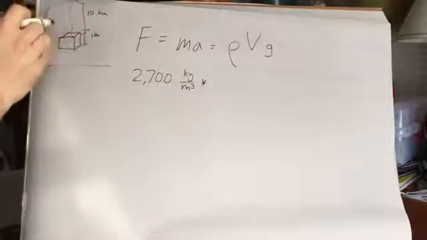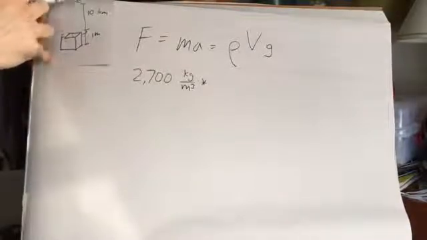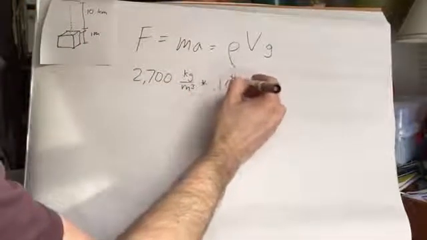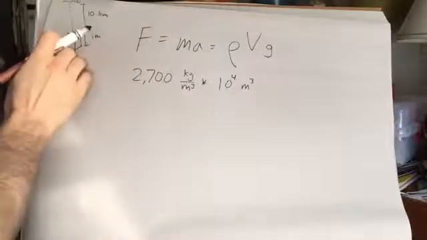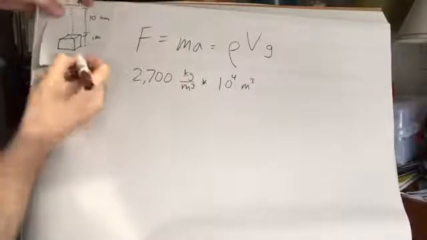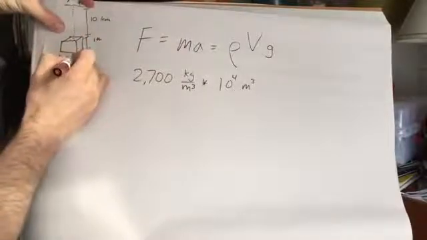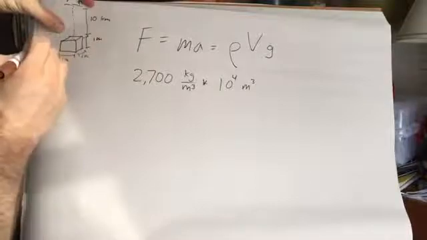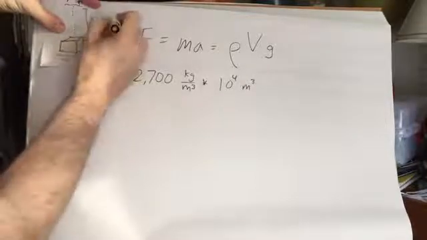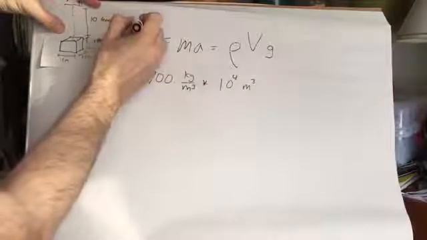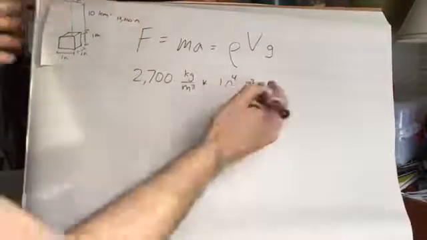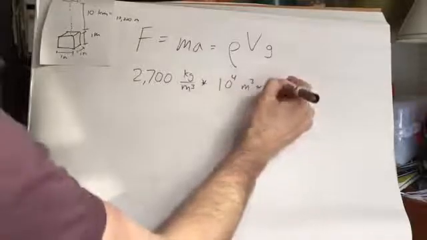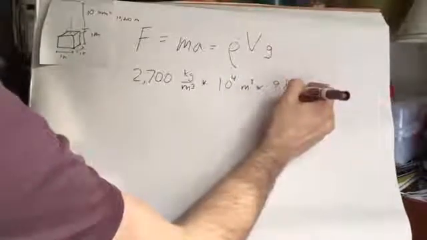The volume of rock overlying the cube of rock that we're talking about is going to be 10 to the 4 meters cubed. So we get that from 1 meter times 1 meter times 10 kilometers, 10 kilometers being 10,000 meters, 10 to the 4. So this will give us mass times gravity, 9.8 meters per second squared here on Earth.